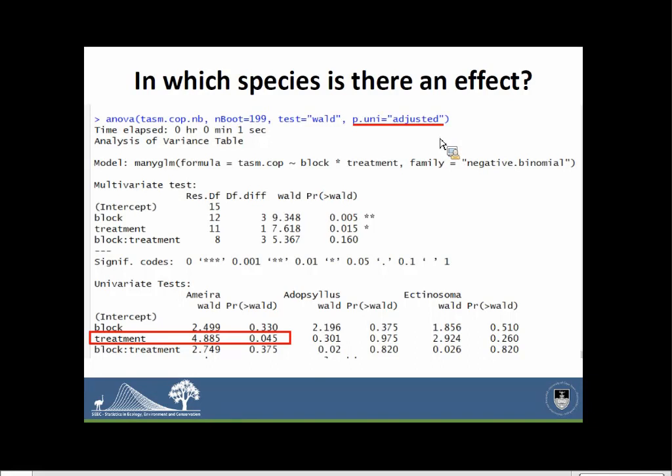We just want to make sure that when we're doing multiple testing, we don't exceed our 0.05 alpha for the testing. Okay, so then essentially what you do is you get all the same information here, but then you get the univariate tests at the end of it.